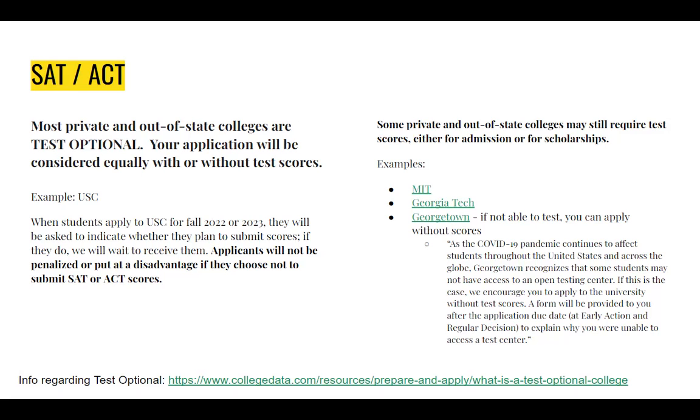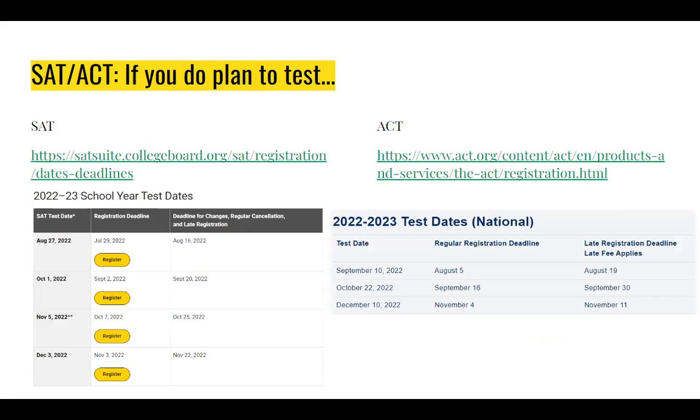There are some schools that are back to requiring the scores after the pandemic, including but not limited to MIT, Georgia Tech, and Georgetown. So if those are on your list, you do need to take the SAT or ACT. So I know yesterday we had some folks interested in MIT. Questions? So if you do plan to take the SAT or ACT, these are the dates for the fall and the websites to register. Again, we're going to email this presentation, so don't worry about writing it down or whatever.